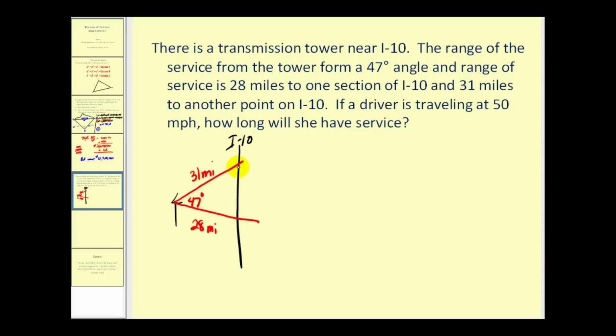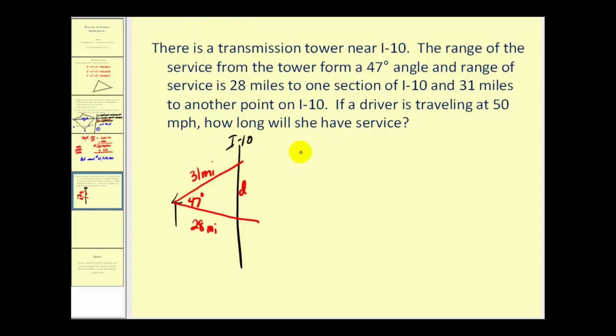This would be the distance where the driver would have service. So let's go ahead and label this D. We first need to find this length and then determine how long it will take that driver to go that distance driving 50 miles per hour. So again, we can find the value of D using the law of cosines.